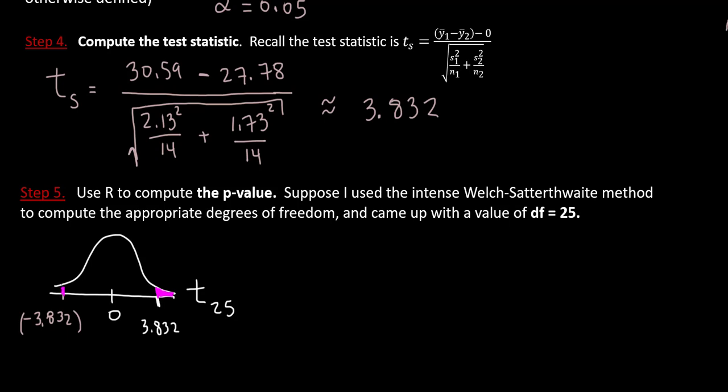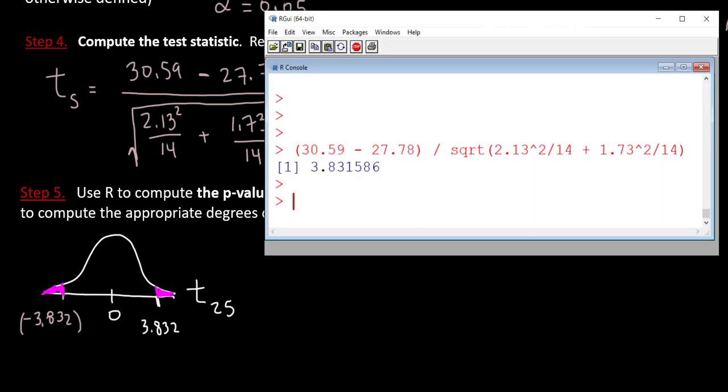So we want these 2 pink regions here. Now a 3.8 as a test statistic is quite large, right? That's almost 4 standard deviations away from the center. We're going to use R to determine this probability. Because we want to find probability in the t-distribution, P for probability, we want the PT function.